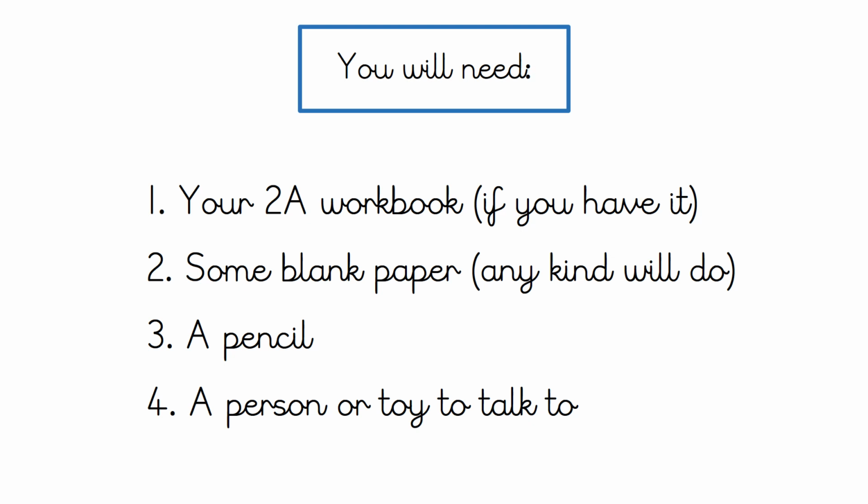You'll also need a pencil, and finally you will need someone to talk to, because part of our partner work will be sharing our ideas and explanations. If there is an adult around to help you, that would be great. If there's a brother or sister who's around to help you, that would be great. If not, you can choose a toy. Try to choose a toy who's quite good at maths though, because if they're not very good at maths, they might not be able to help you at all, and you will end up doing all of the work.